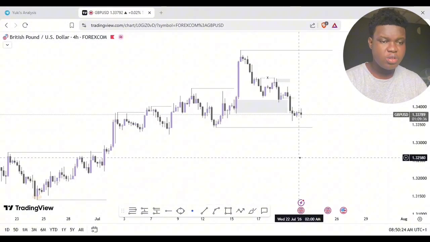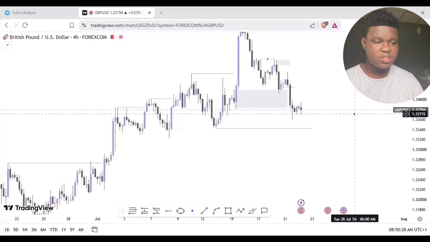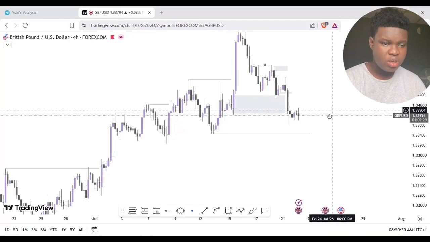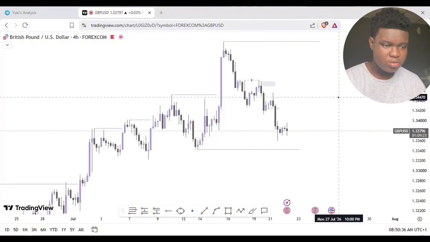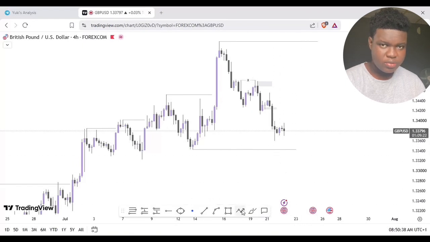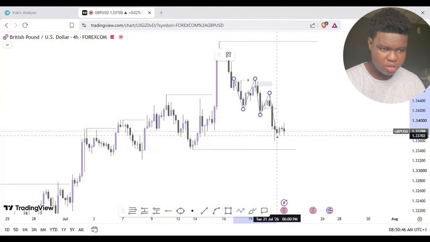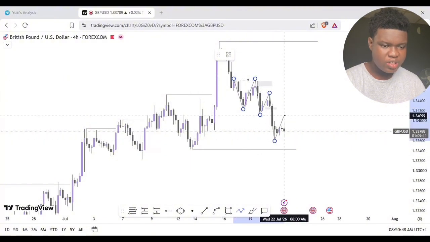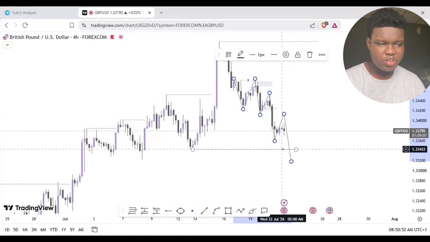On GBP USD, although the external structure is bearish, it seems like the internal structure is bullish. You can see price filled this demand zone yesterday. So we're currently getting clean lower highs and lower lows. This is lower low, lower high, lower low, lower high, lower low. So I'm currently anticipating a lower high to target these lows because this low is currently weak.